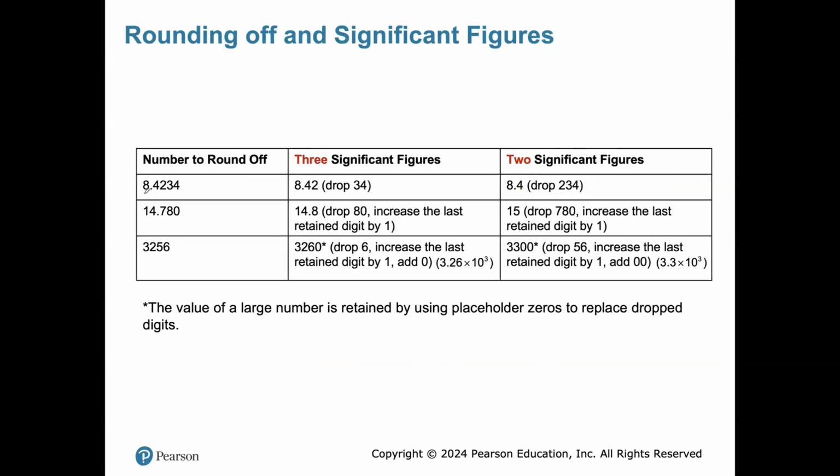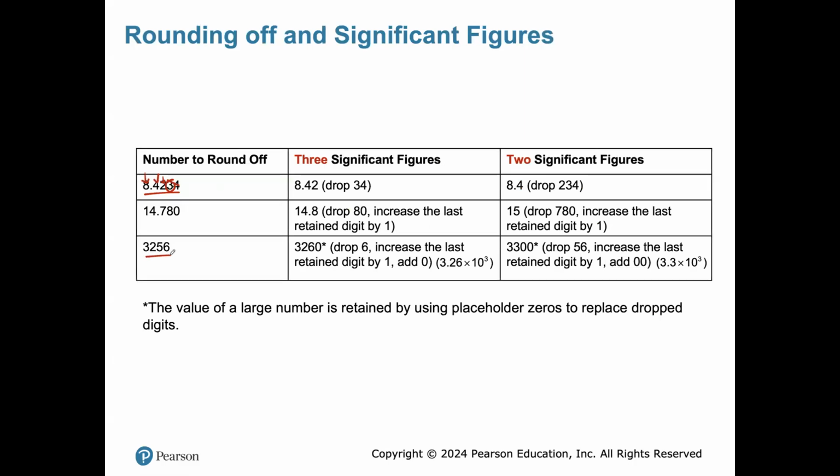Now, if we look at 8.4234 here, let's say we want to round to 3 significant figures. So we'll keep 8, keep 4, keep 2. The first digit that will be dropped is 3. Since it's less than 5, we're just going to drop it and the rest of the digits. So it's 8.42.